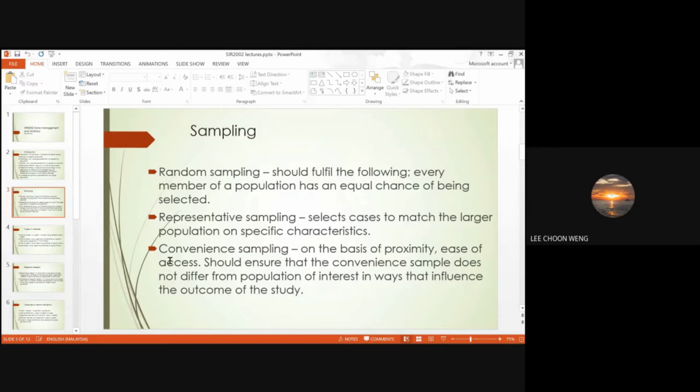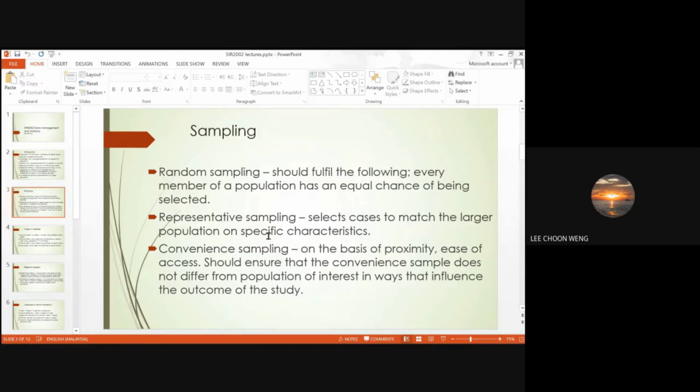But how sure are you that whatever is happening in the Klang Valley can be inferred to all the Malaysian population? Okay. So in order to do that, you must ensure that your sample, even though from convenience sampling, does not differ from the population of interest, or it does not differ in a way that will influence the outcome of the study. So sampling itself is not so straightforward.